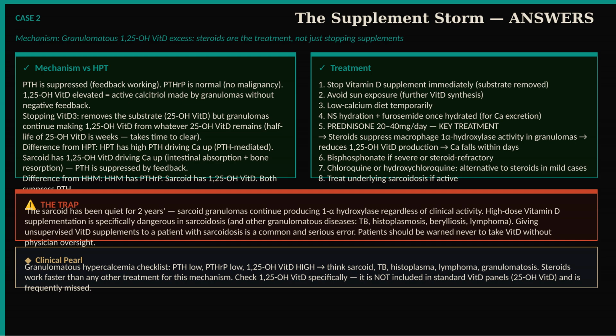The pearl, low PTH, low PTHrP, high active vitamin D, points to a granulomatous cause. Steroids work faster than anything else for it, and you have to order the 125 form specifically. Standard vitamin D panels only measure the 25-hydroxy form, so this gets missed all the time.